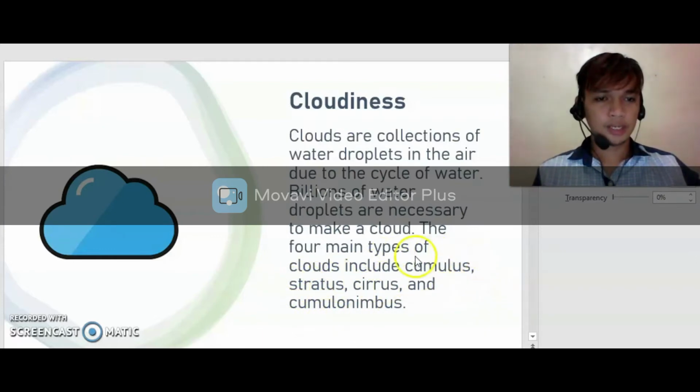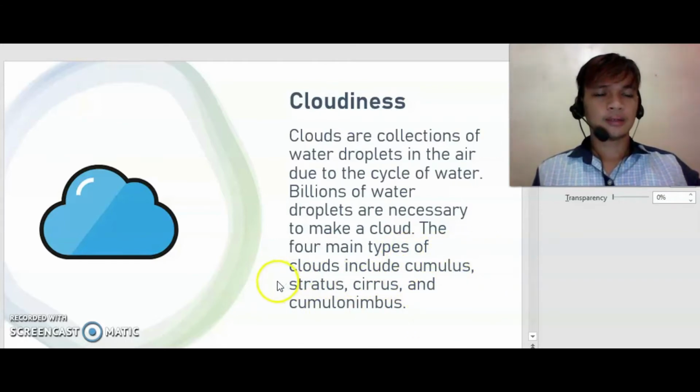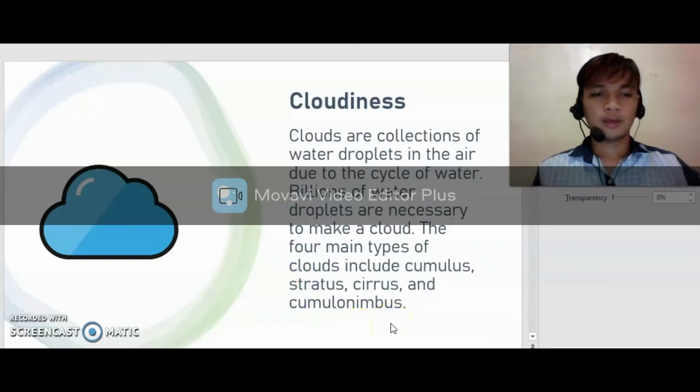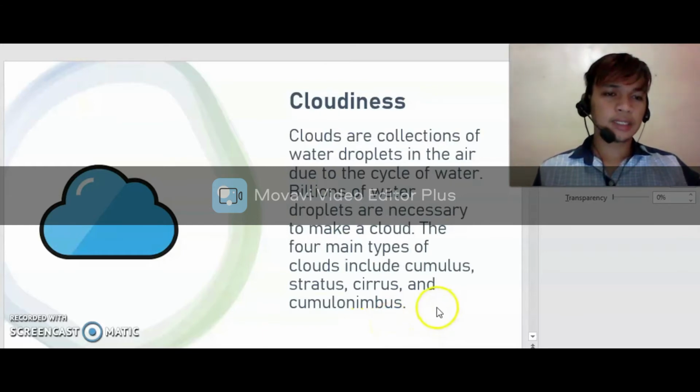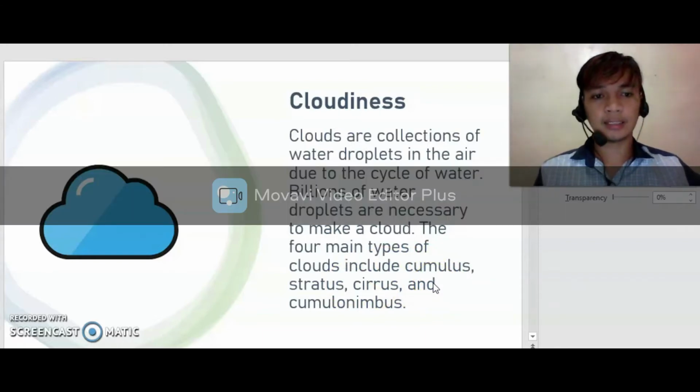Now, when you teach in high school, or if some of you are assigned to elementary, you will also teach these four main types of clouds. But if you're going to look on the internet, there are a lot of types of clouds, no? One of the types here may resemble another type. So, pwedeng nagkakaanohan sila. Pwedeng nagiging combined yung kanilang classification.